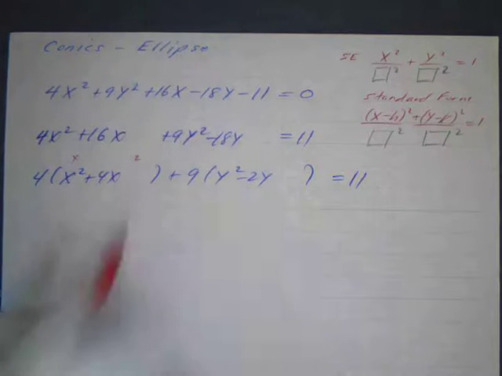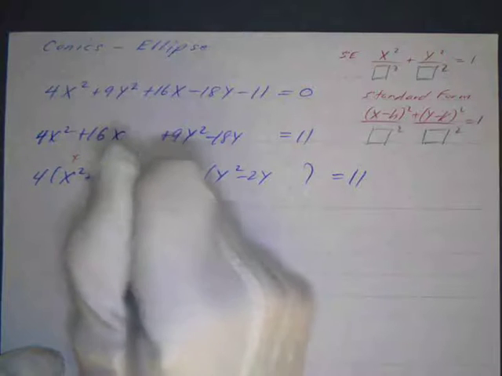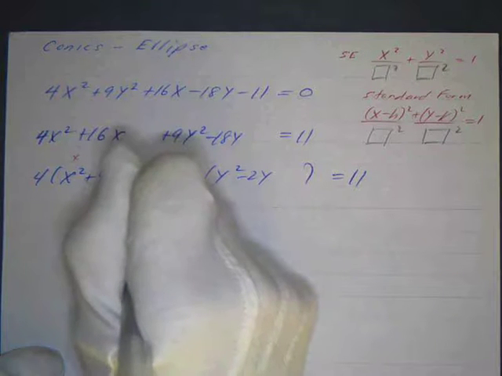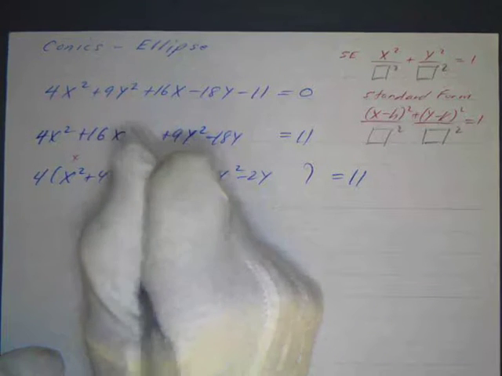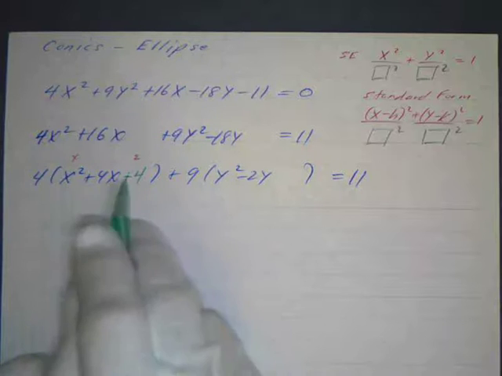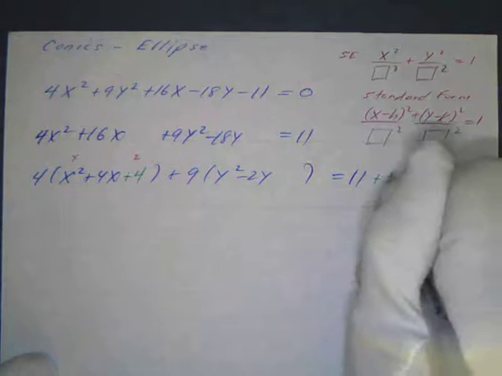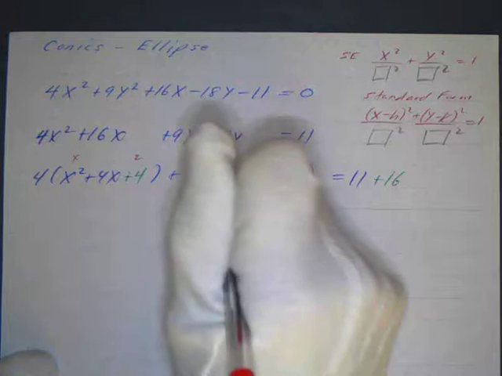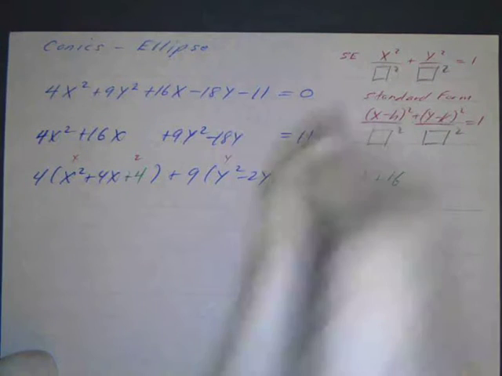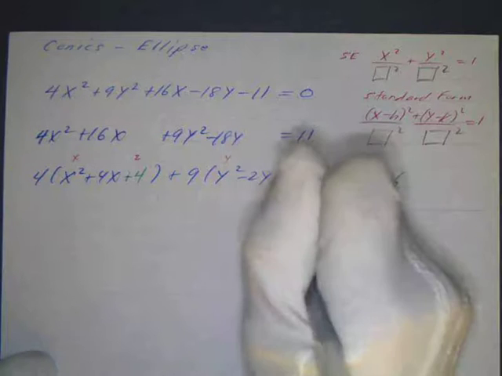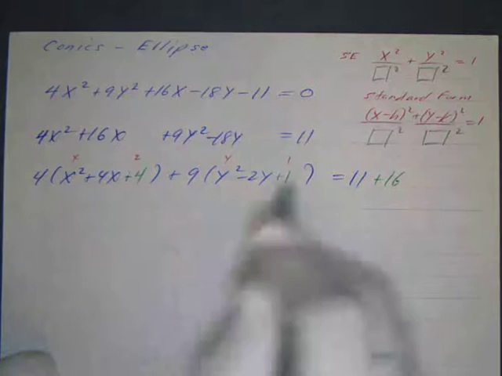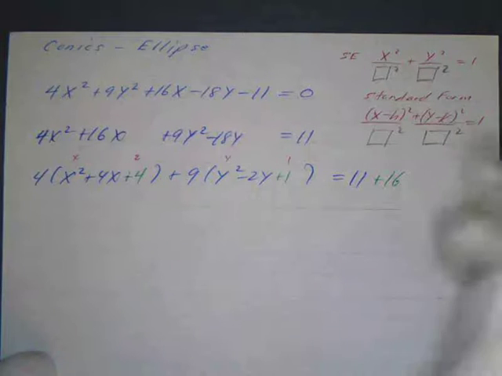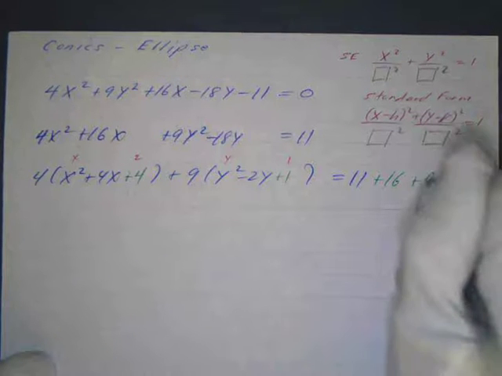Next step, x: half of 4 is 2. 2 squared is 4. But 4 times 4 is 16, so I'm actually adding 16 to the left, so I have to add 16 to the right. And over here, this is y, this is 1. 1 squared is 1. It's still positive, so I'm adding 1 to this, so actually 9 times 1, so I'm adding the 9 to both sides.